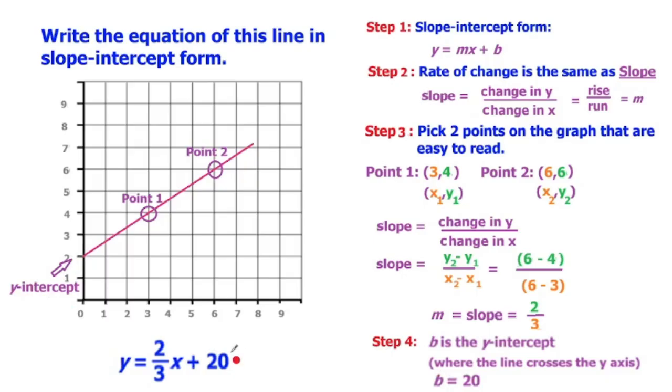So now, if we rewrite our equation in this form with all the numbers that we know, we get y equals 2/3 x, and we know the slope is equal to 2/3, plus 20, which is the y-intercept that we just found. And that's it. And that's how you find the equation of a line in slope-intercept form.